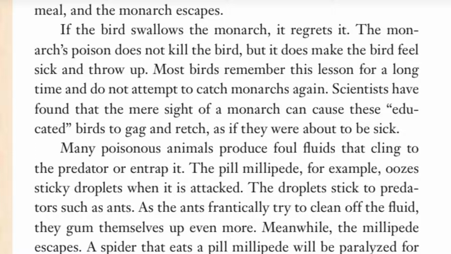If the bird swallows the monarch, it regrets it. The monarch's poison does not kill the bird, but it does make the bird feel sick and throw up. Most birds remember this lesson for a long time and do not attempt to catch monarchs again. Scientists have found the mere sight of monarchs can cause these educated birds to gag and retch as if they were about to be sick. Why do you think they call them educated birds? Probably because they learned their lesson.